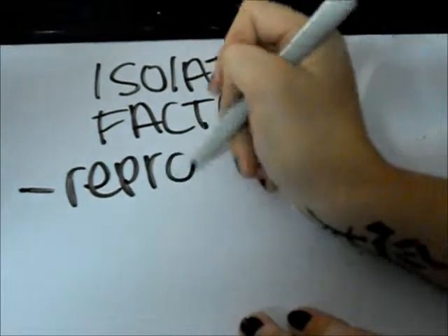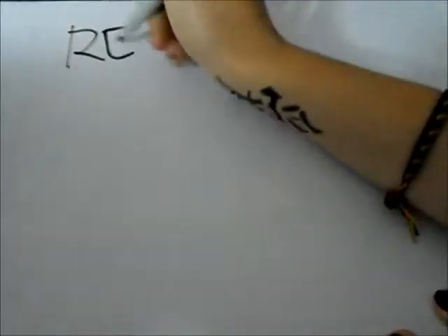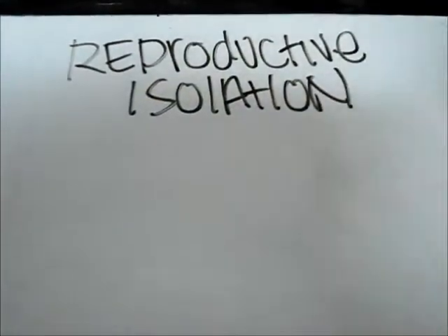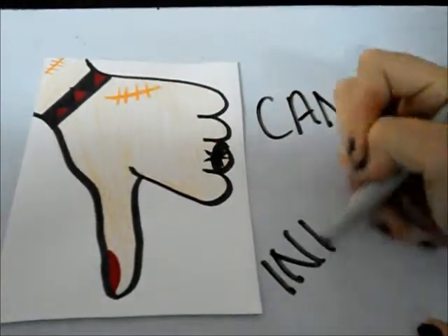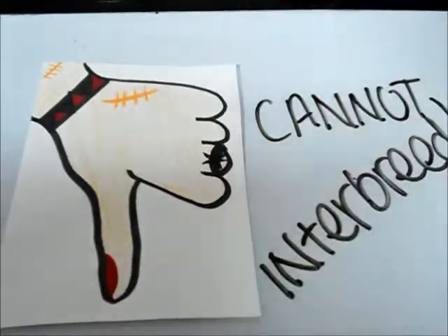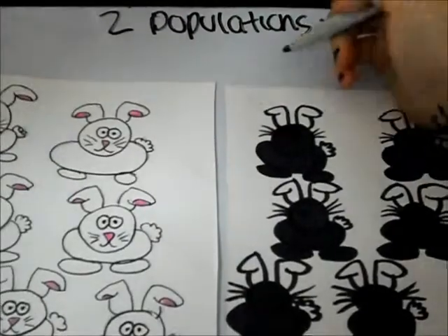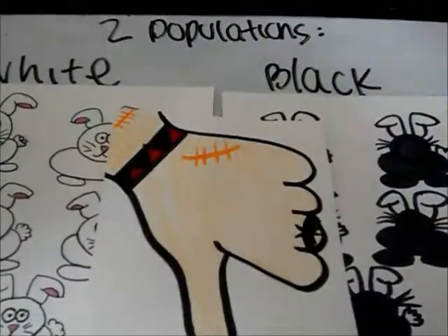In this presentation, we will talk about isolation factors, which are reproductive, behavioral, and geographic isolation. As new species evolve, populations become reproductively isolated from each other. This is called reproductive isolation. It happens when the members of two populations cannot interbreed and produce fertile offspring. So, if we have two rabbits of different populations, one black and the other white, they aren't able to mate.